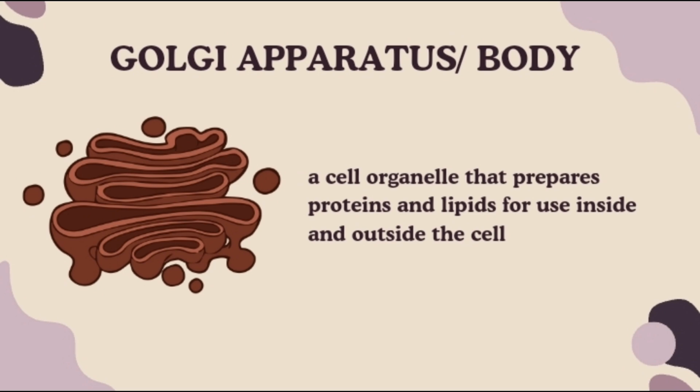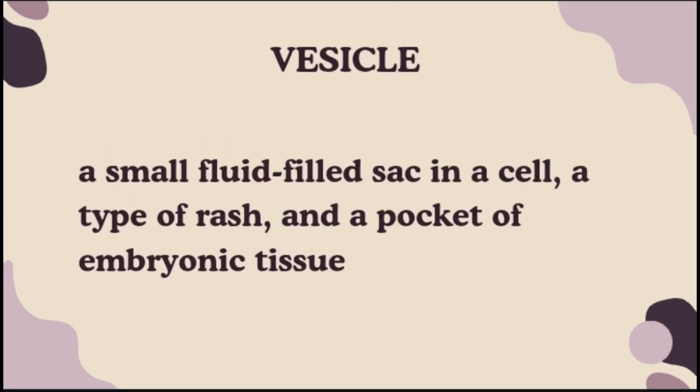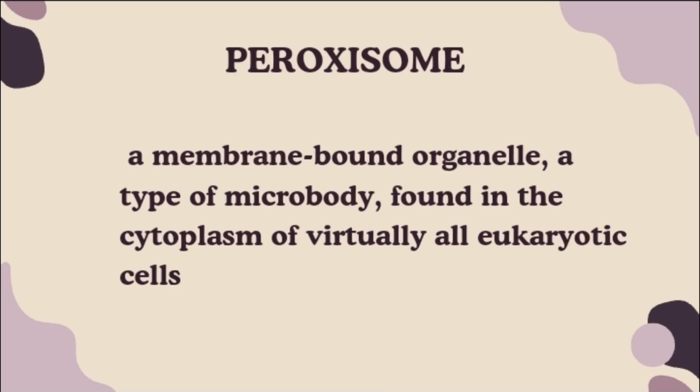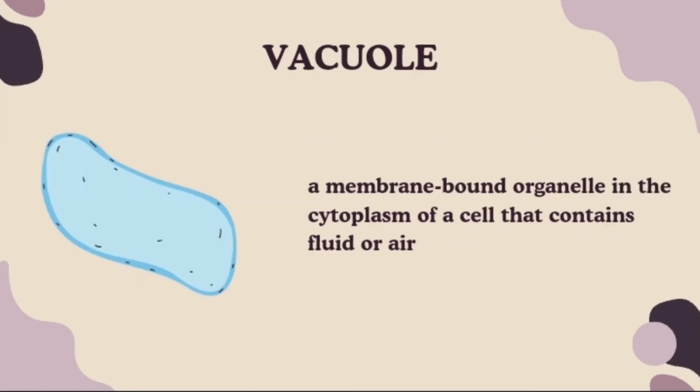After the Golgi apparatus is the vesicle. The vesicles are membrane-bound sacs that are used to store or transport substances around the cell. And then the peroxisome. In plant cells, peroxisomes carry out additional functions including the recycling of carbon from phosphoglycolate during photorespiration.